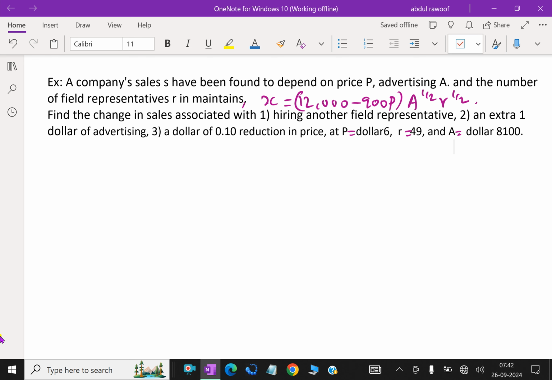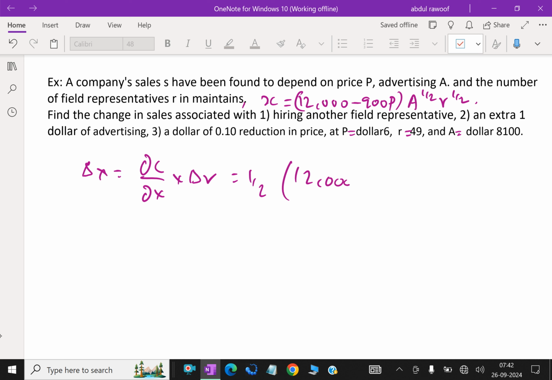For this we will calculate delta x, that is delta x equals partial C by partial x, into delta R, which is equal to half into 12,000 minus 900 P, into A power half into R power minus half.